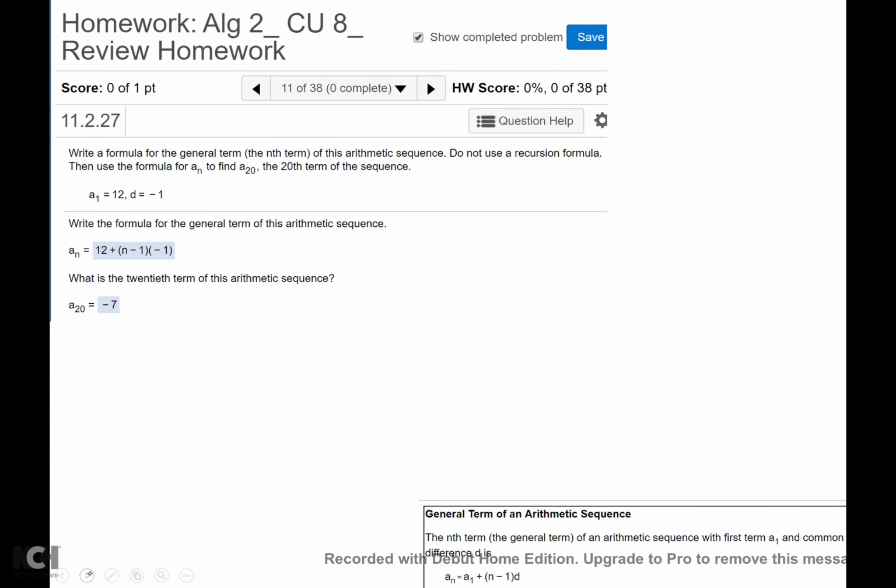Okay. Write a formula for the general term, same direction. So a sub n equals a sub 1 plus n minus 1 times d. My first term is 12, plus n minus 1. I need the common difference. And it's saying the common difference is negative 1.